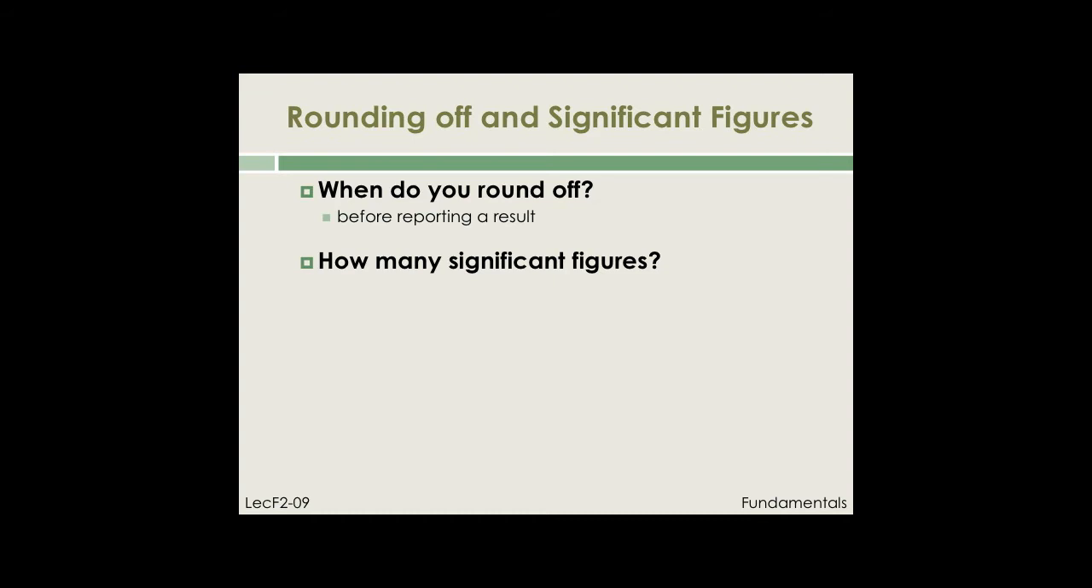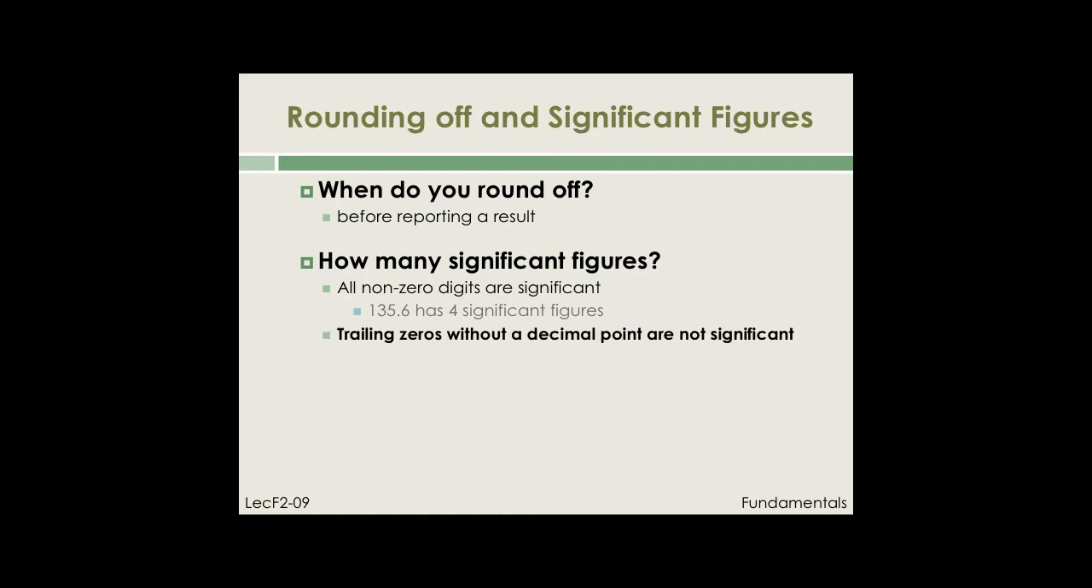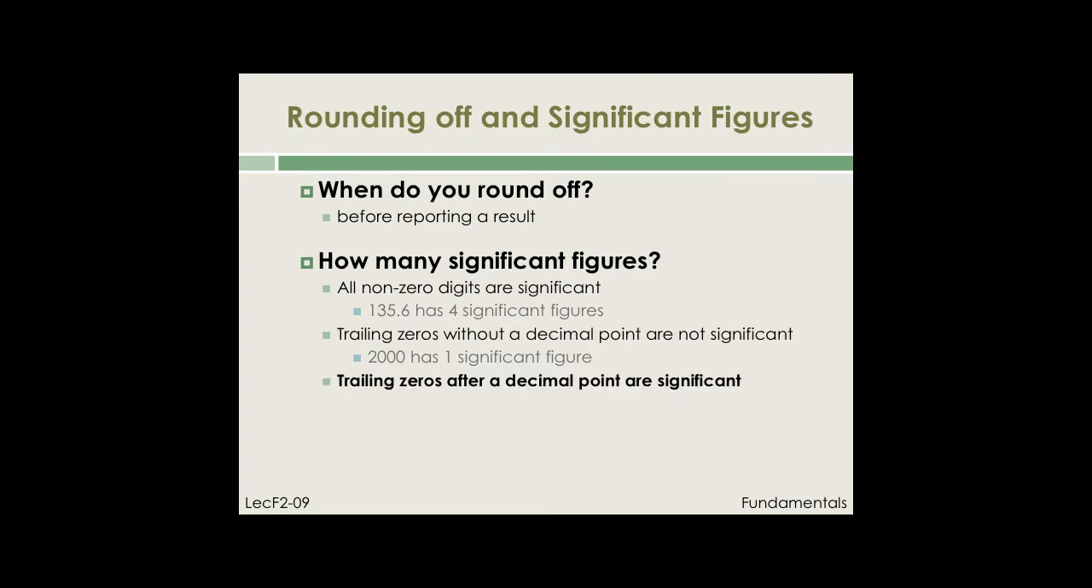So, let us review the rules associated with significant figures. First, all non-zero digits are significant. So, 135.6 has 4 significant figures. Second, trailing zeros without a decimal point are not significant. So, the number 2000 has only 1 significant figure. Third, trailing zeros after a decimal point are significant. So, the number 2000. has 4 significant figures.